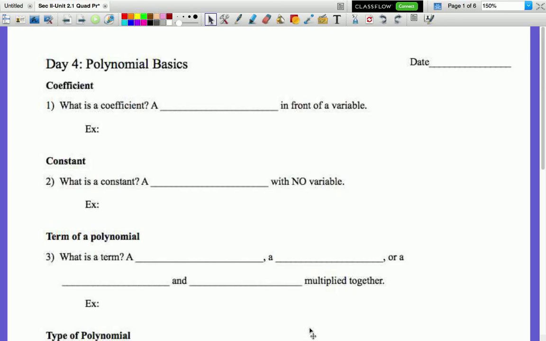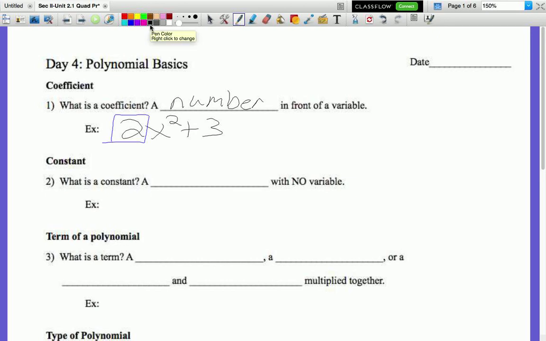So today we're talking about basic polynomials, or polynomial basics. The first thing we talk about is coefficient. A coefficient is a number in front of the variable. For example, if we use the example of 2x squared plus 3, the coefficient of this equation, or one of the coefficients of this equation, would be 2. It is the number in front of a variable.